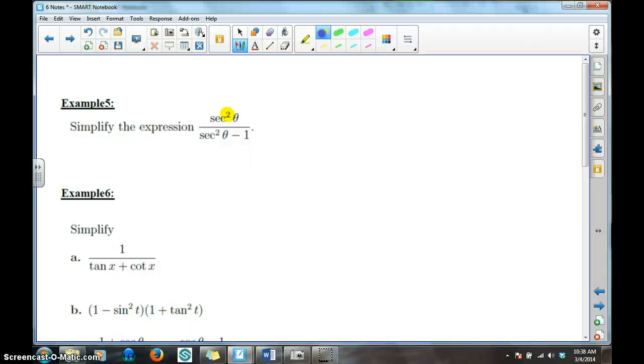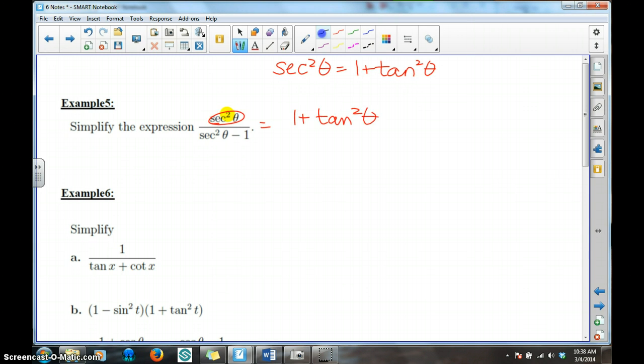My first option is I have a Pythagorean identity that replaces secant squared with 1 plus tan squared. So if I wanted to, I could replace this with 1 plus tan squared. That is a legal substitution and would be viable. This is secant squared minus 1.